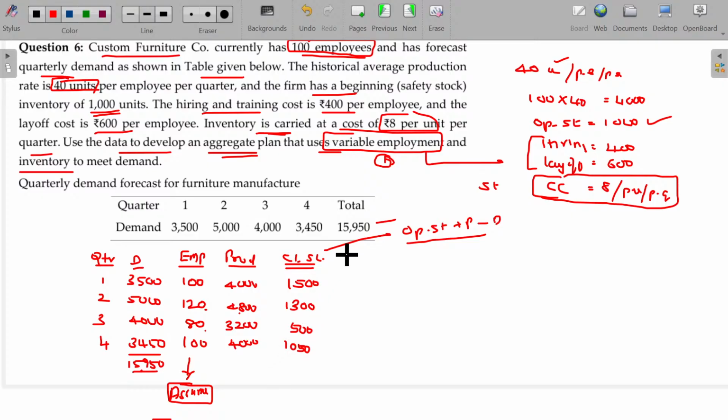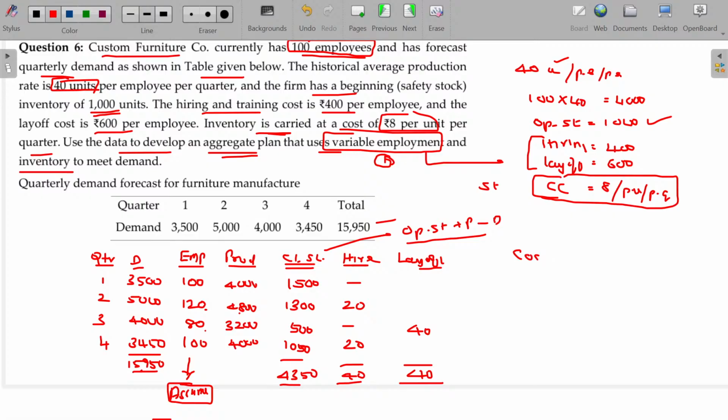Here, how many employees are hired? 20, 20. How many employees are laid off? So from here 20 employees hired, from here 20 employees hired. From here how many employees are fired? 40 employees. So overall stock you have here being 34,800 units, sorry, 4,350. Here 40 employees are hired over the 4 quarters and 40 employees are fired.